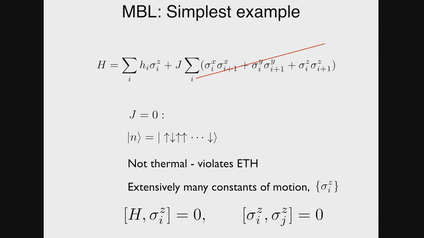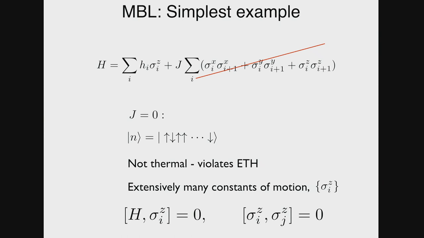So how do we build this up? The simplest example is, here's my spin chain, and I just decide that I don't want any hopping and I don't want any interactions. So this is a problem I can exactly solve. All my eigenstates are product states of sigma z, so they're just different patterns of up, down, up, down, up, down. And any given many-body eigenstate, which looks like that, has some energy, which is set by these local fields.